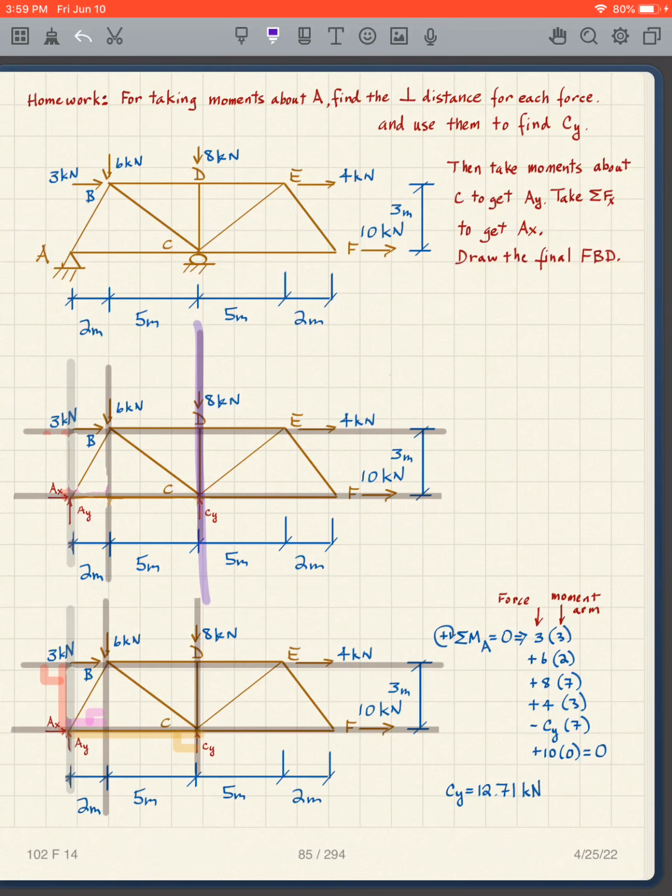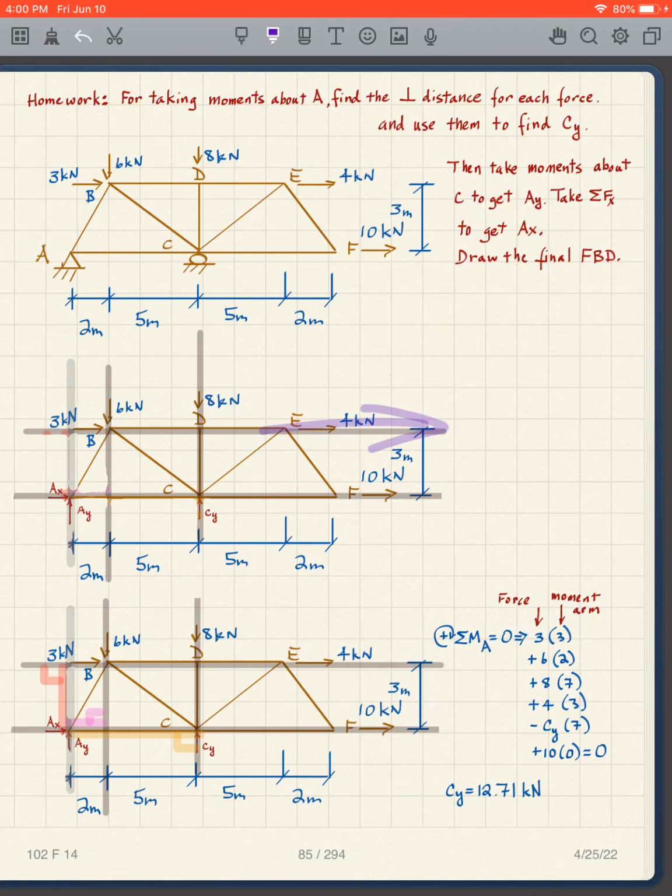The 8, the perpendicular distance is here. So it's going to be 8 times 7. And it's positive because, again, it's going to knock that hand clockwise. This may look trivial, but I guarantee you people make mistakes on this all the time. So pay attention to it.